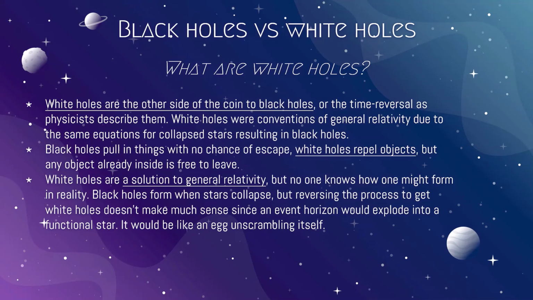White holes are a solution to general relativity, but no one knows how one might form in reality. Black holes form when stars collapse, but reversing the process to get white holes doesn't make much sense, since an event horizon would explode into a functional star. It would be like an egg unscrambling itself.